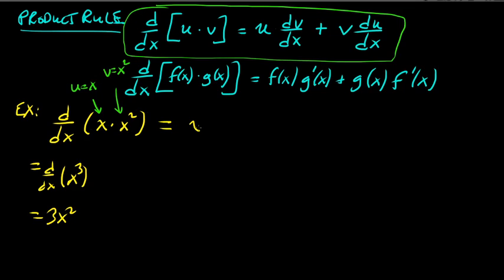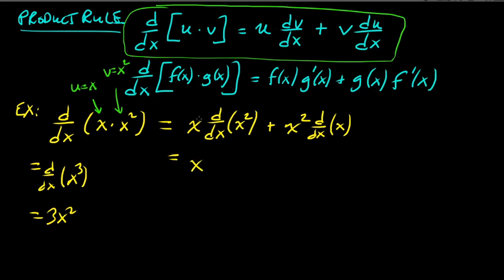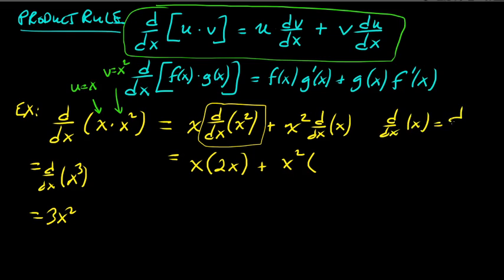Okay, so u is just x, and then times the derivative of v. So the derivative of v is the derivative of x squared, plus v, which is x squared, times the derivative of u, but u is just x, so the derivative of x. All right, so we still have to take the derivatives. This is just x. Don't take the derivative of x. We're taking the derivative of x squared, which of course we know is 2x, plus x squared times the derivative of x. Well, you should know the derivative of x. dx over dx is just 1.